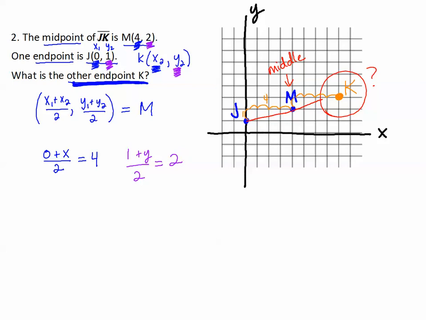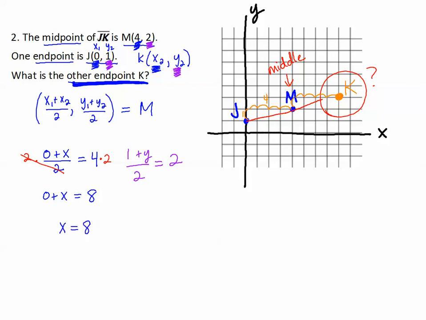How do we solve them? Well, if I want to get x by itself and I'm dividing by 2, the opposite is times 2. Do it to both sides. What's left over? 0 plus x. 4 times 2 is 8. 0 plus x makes just x, so x equals 8.